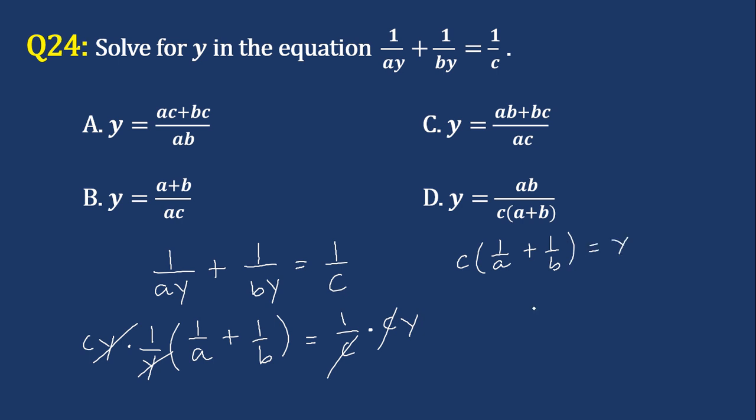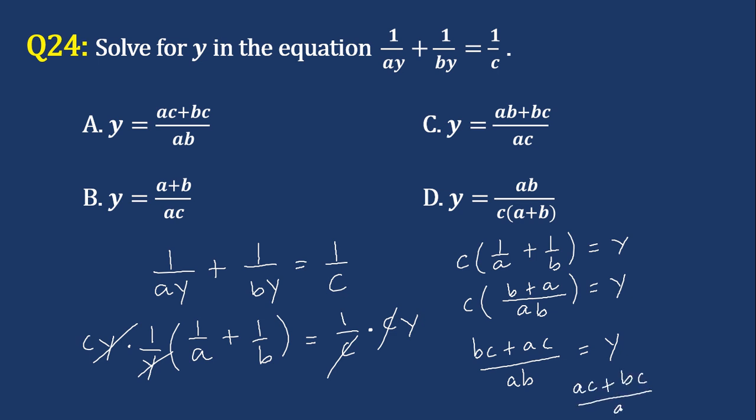equals y. Now let's get the LCD first inside. This is AB. So this is going to be B plus A. Let's distribute C. So BC plus AC over AB equals Y. And we can actually rearrange the terms in the numerator to get AC plus BC over AB. And we get exactly letter A. So AC plus BC over AB. So the answer is letter A.